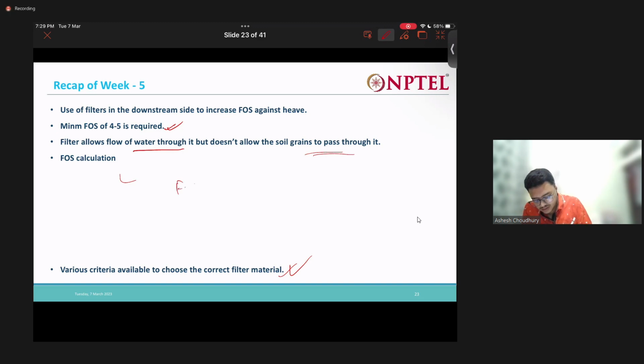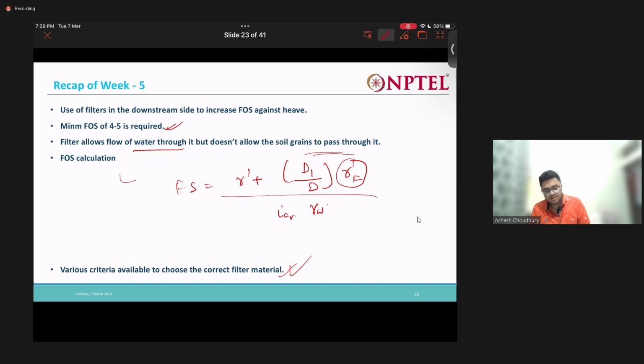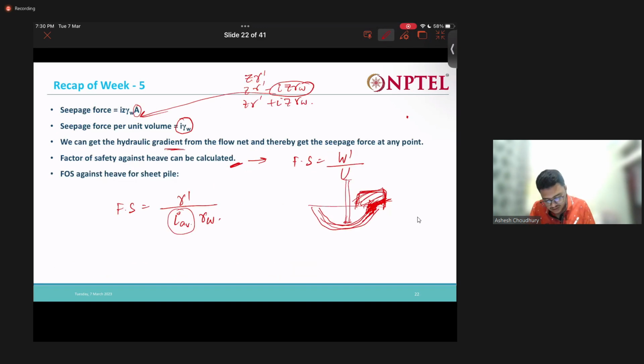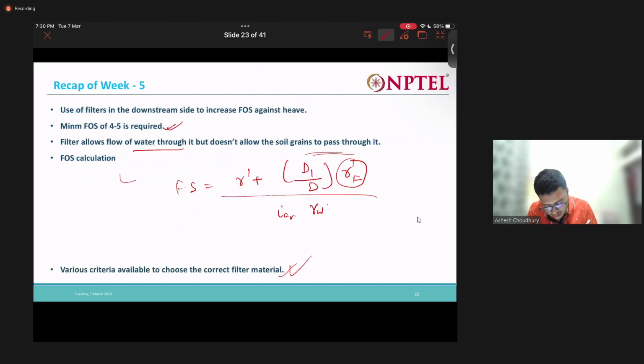The factor of safety is gamma submerged plus T1 by T2 by W, where this is the effective unit weight of the filter material. Initially my factor of safety was this, but due to the use of the filter, it increases by this much amount. This is the benefit of using filters, and we have to ensure that the minimum factor of safety of 4 to 5 is maintained.